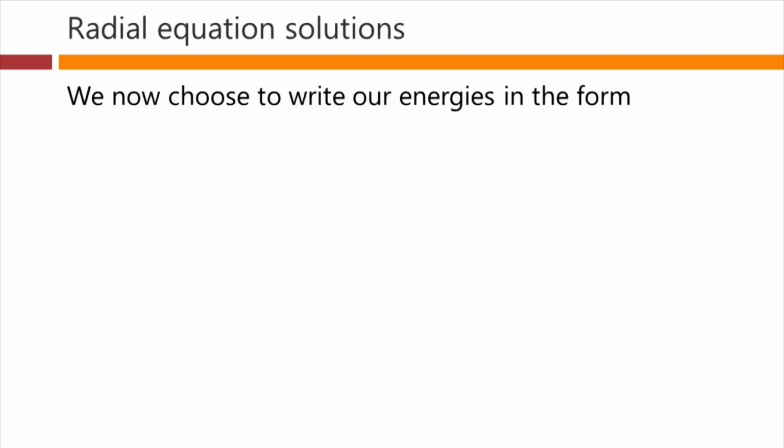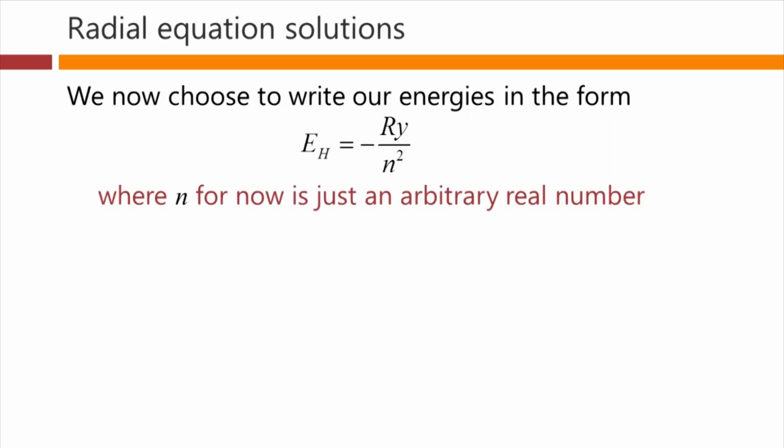Well, now we're going to choose to write our energies in the following form: minus the Rydberg divided by n squared, where for the moment n is just an arbitrary real number. Of course, in the end we're going to show it's an integer, but for the moment it's just an arbitrary real number. So there's nothing to stop us from choosing to write our energies in this form here. We are presuming that this energy is actually going to be a negative number.